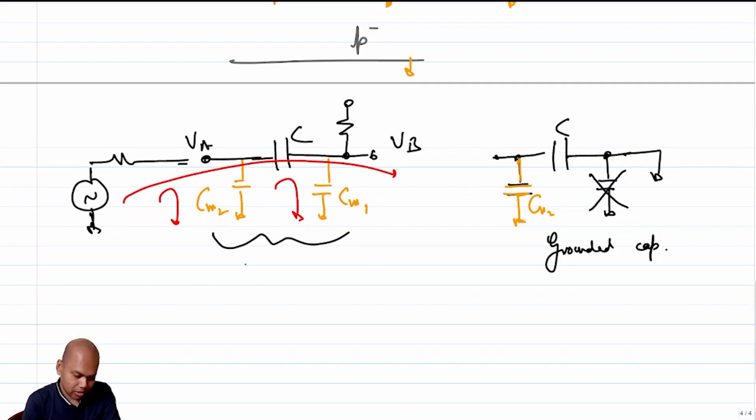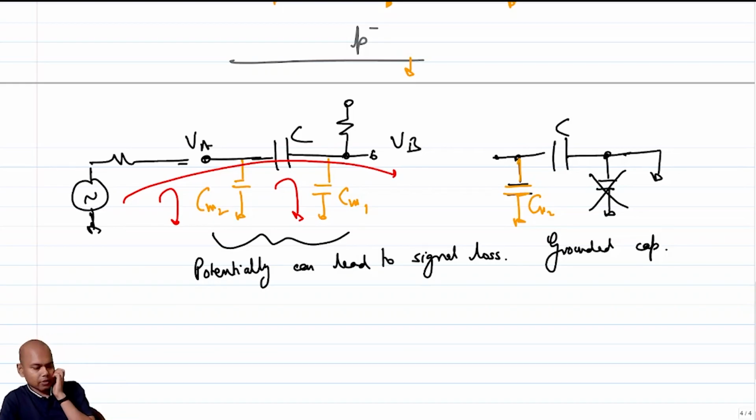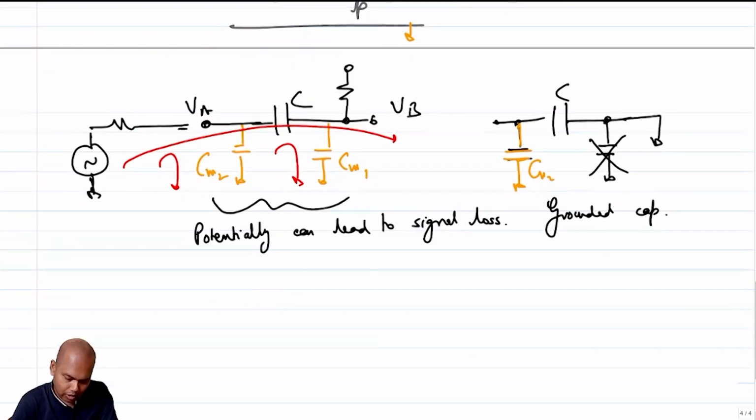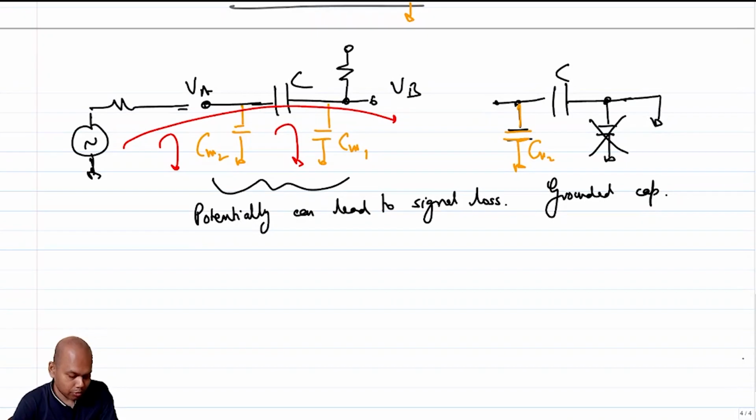So the problem is that this can potentially lead to signal loss. Correct? So this can lead to signal loss. And this can also be a problem if you want symmetry of operation between either plates, right? We have not really looked into those applications where you would want symmetric operation between the plates of the capacitors, but in certain applications that can be a problem. But let's leave it at that for the time being.